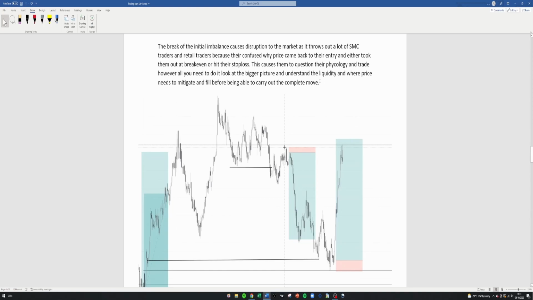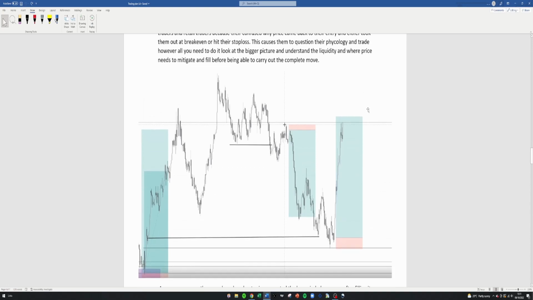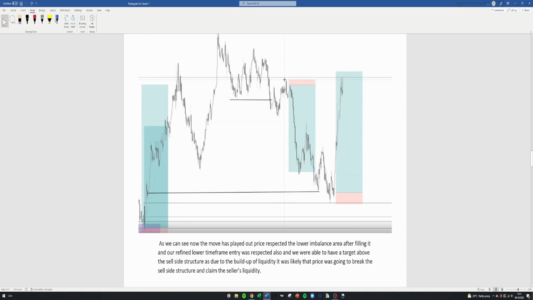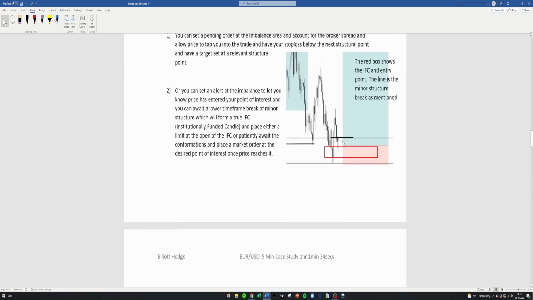However, all you need to do is look at the bigger picture and understand the liquidity and where price must mitigate before being able to carry out the complete move. So as you can see, if price had just shot off from there, it would have left this imbalance, and it would have had all of the retail buyers here, and then it would have just formed a bigger imbalance because there was clearly a large amount of buyers buying from this zone, such as retail, smart money. So we had this pullback to mitigate those, and then as you can see, we had a huge move after the singular retest, which is where we jumped in here.